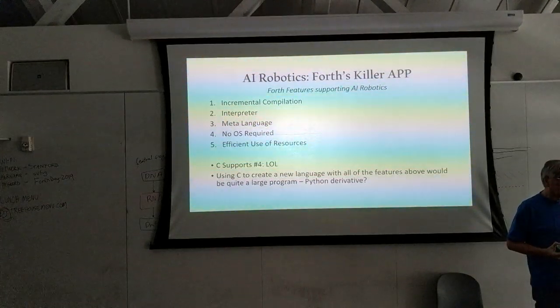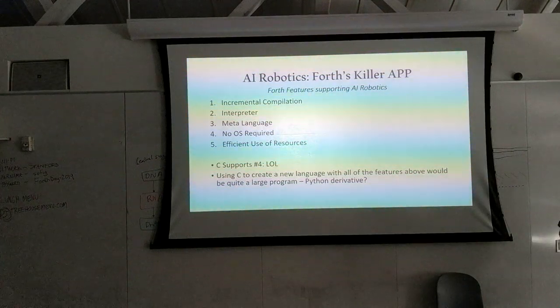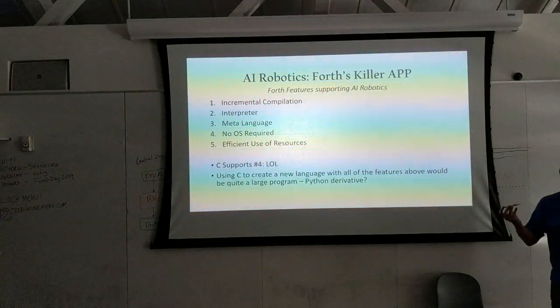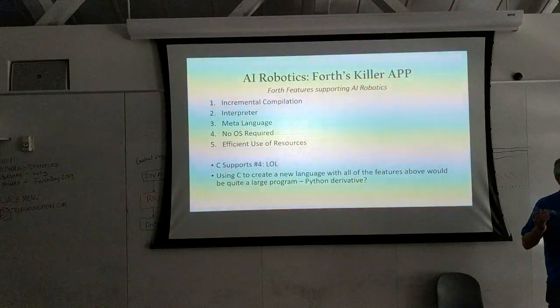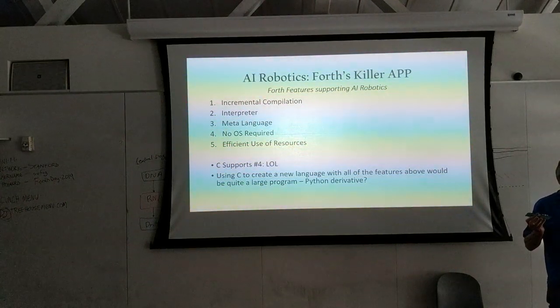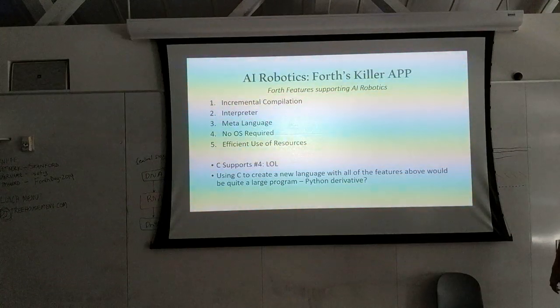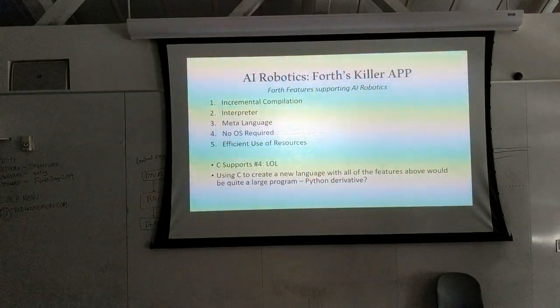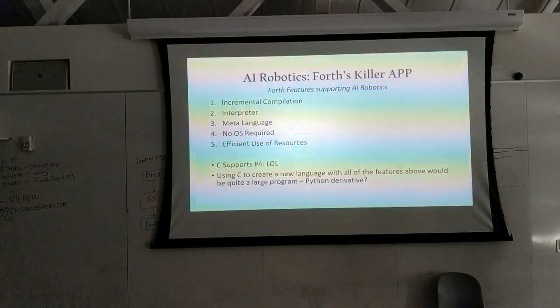Forth, you don't have to. It's an incremental compiler. It's an interpreter. We can talk to a Forth board through the serial port. There's a $50 speech board at the Maker Faire, which we have, and we're going to put that as a front end. No OS required, obviously, and efficient use of resources. So, to me, AI robotics is Forth's killer app.